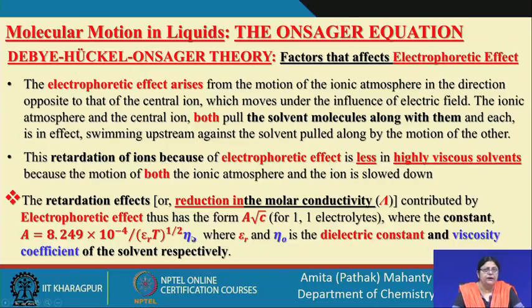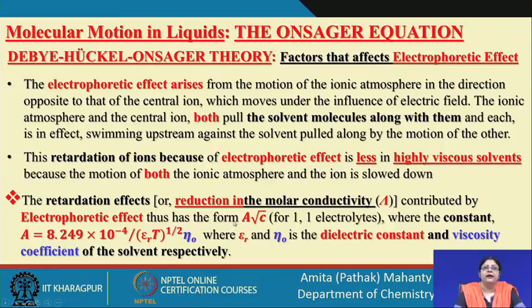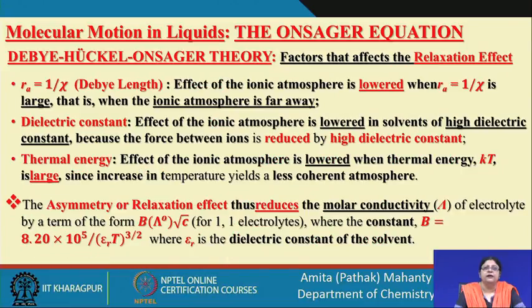So, if we want to write down the final expression from the Debye-Huckel-Onsager theory, it will look something like this. If you remember, one term was A under root C, which was because of the electrophoretic effect, and another was B lambda naught into under root C. This was because of the relaxation effect.